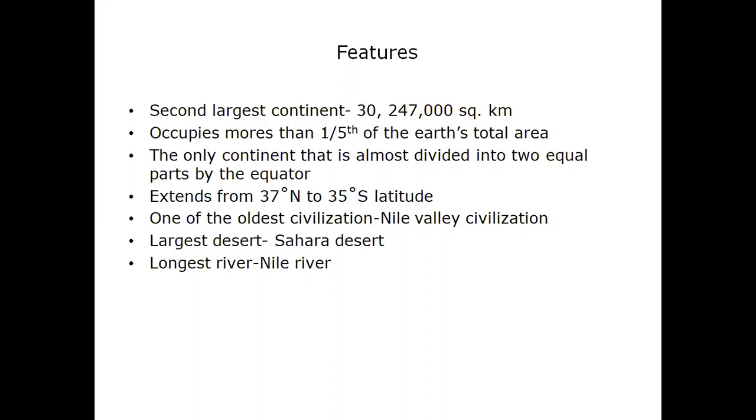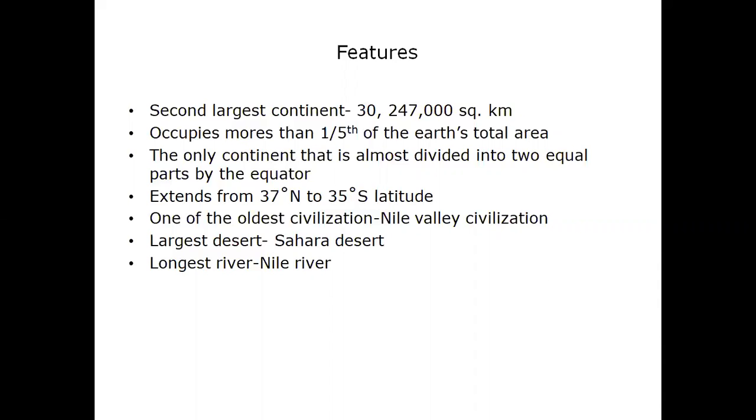Students, there are altogether 7 continents around the world, and Africa is the second largest. Its total land area is 30,247,000 square kilometers, so you can imagine how massive the land may be. It's also the continent with the largest number of countries, that is 54, and it occupies more than 1/5 of the Earth's total land area.